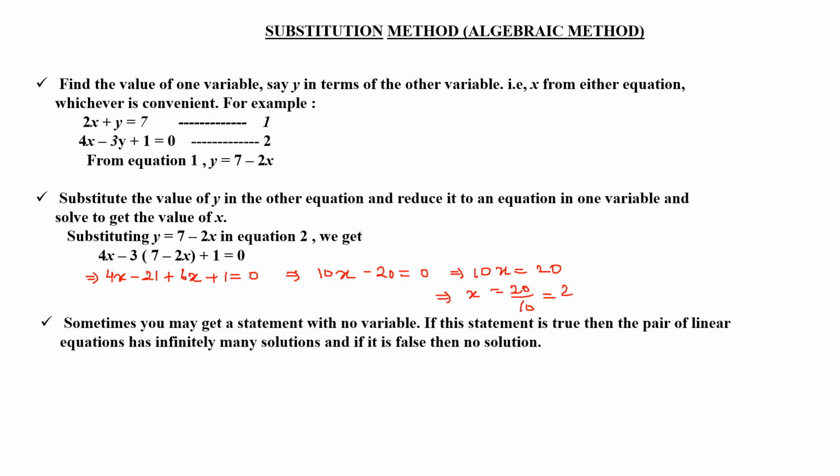Now what will happen when you substitute the value of one variable in the other equation? Like how you have done here, you have substituted y equal to 7 minus 2x in the other equation. Sometimes it may happen that when you substitute, you get a statement with no variable, when all the variables get cancelled out, isn't it? In such a case, if you see LHS and RHS are both the same, it means the statement is true, and in that case the pair of linear equations will have infinitely many solutions. But if the statement is false, then it will have no solution.